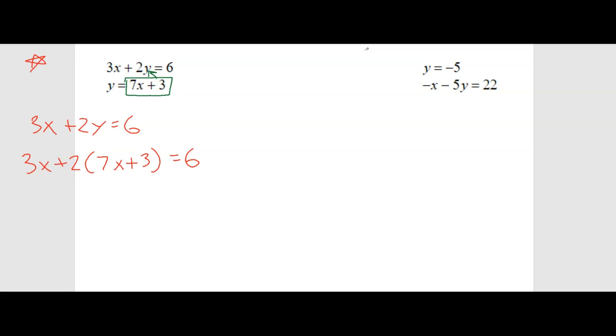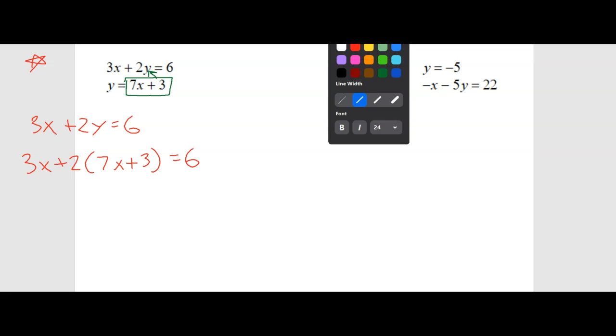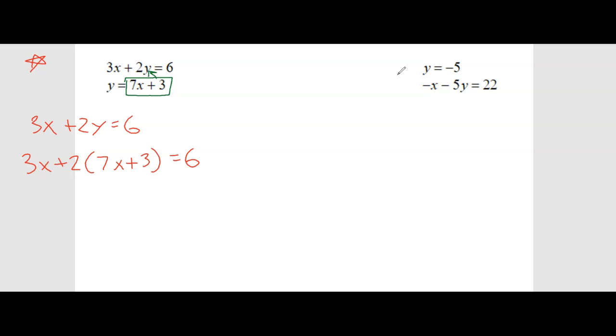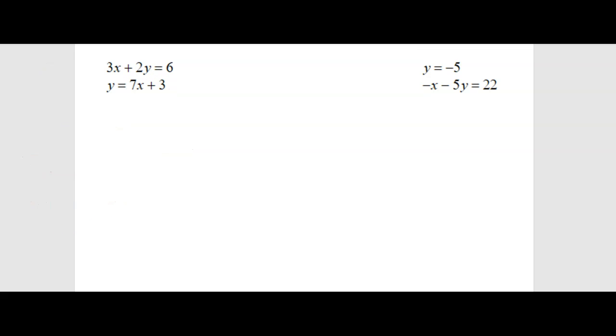Now I have an equation with just x's in it, and I should be able to solve. And again, I'd encourage you to pause the video and try to solve it on your own. Good practice solving a one-variable equation. First thing I'm going to do is distribute. So I get 3x plus 14x plus 6 equals 6. Combine some like terms, 17x plus 6 equals 6.